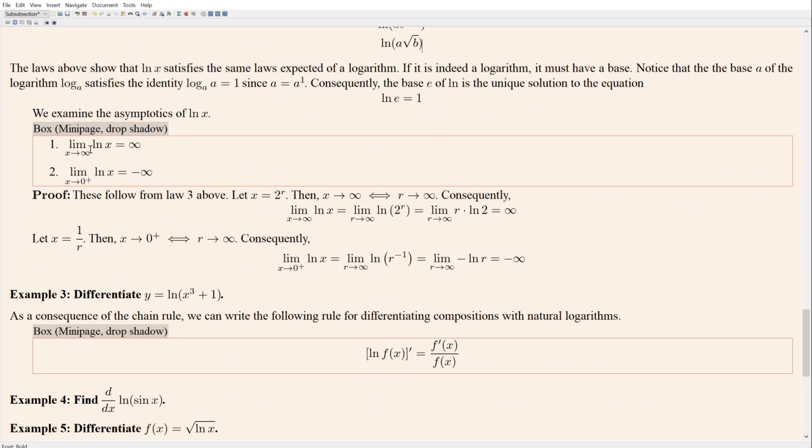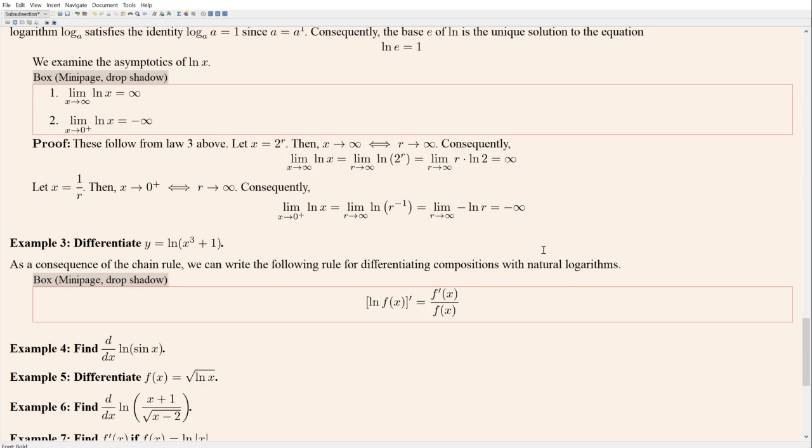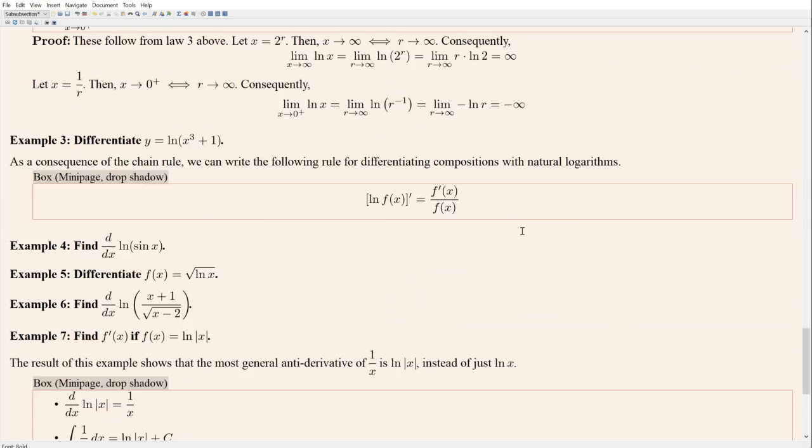Okay, so I already mentioned this when we were looking at the graph, but the limit as x goes to infinity of log is infinity. The limit as x goes to 0, from the right, of course, because only positive values of x are allowed, is negative infinity. And then I prove that. So, whatever. You can read that if you want.